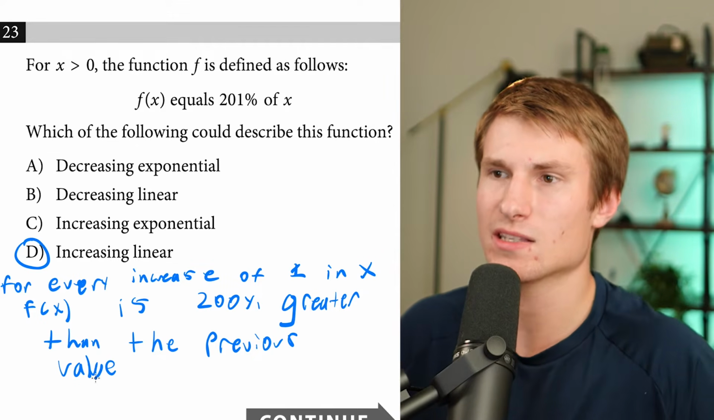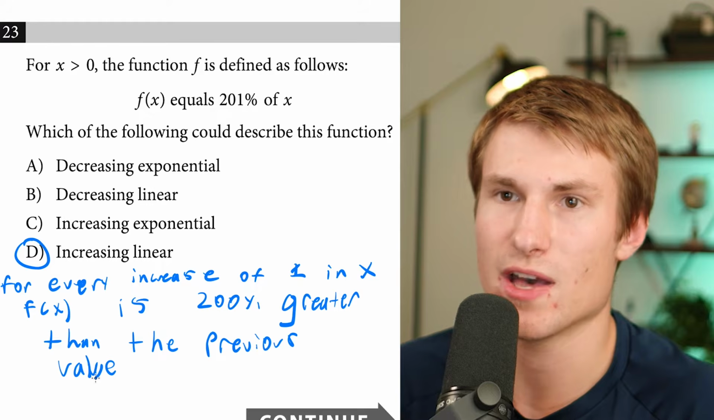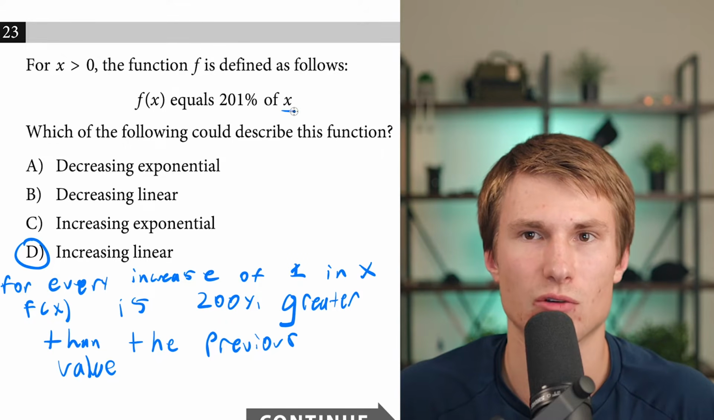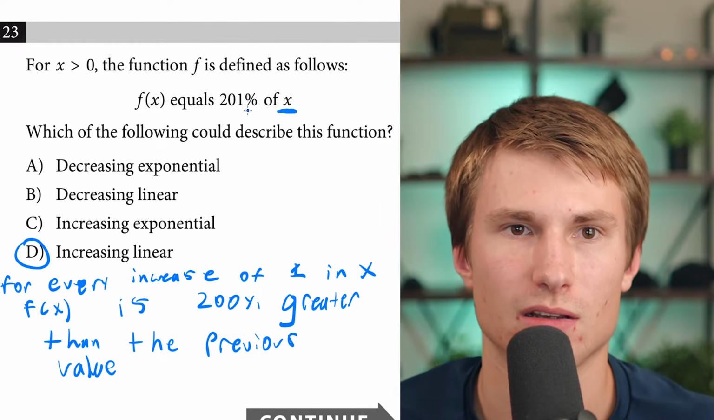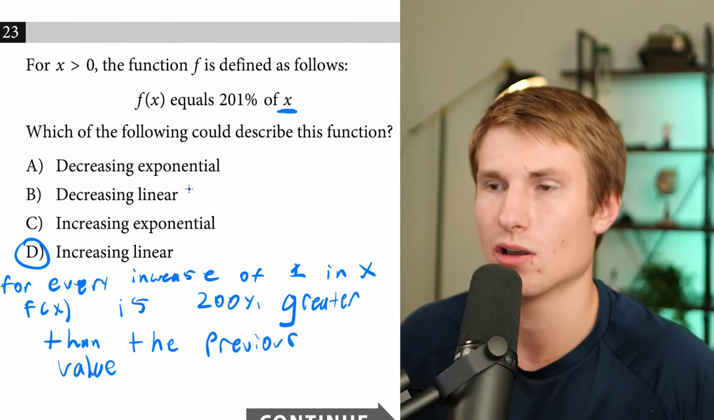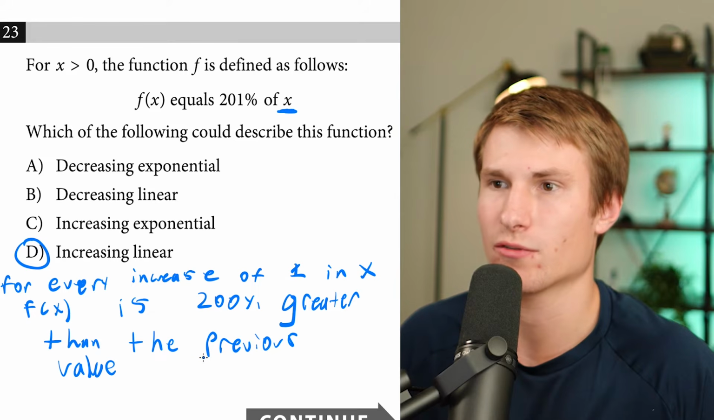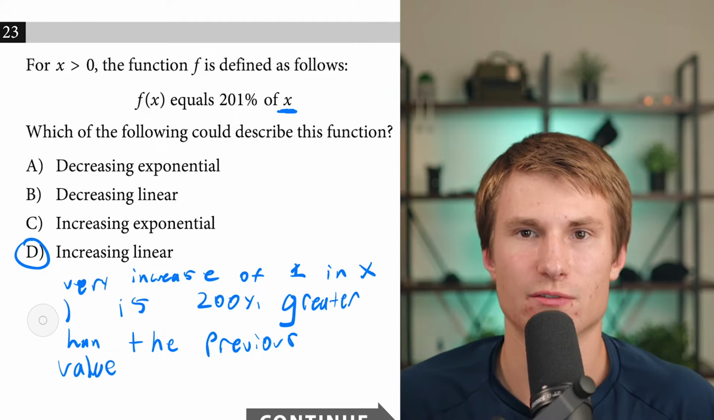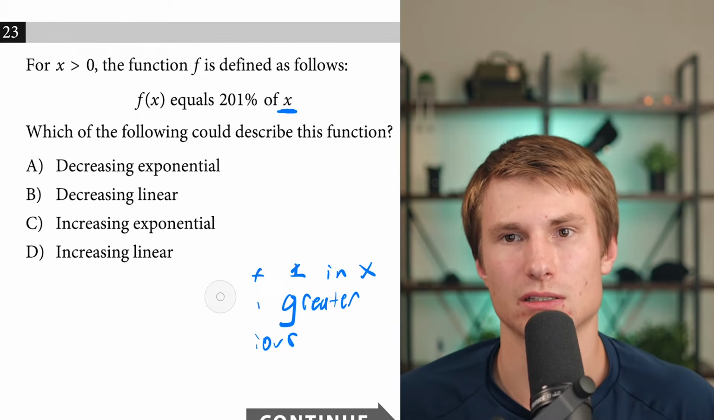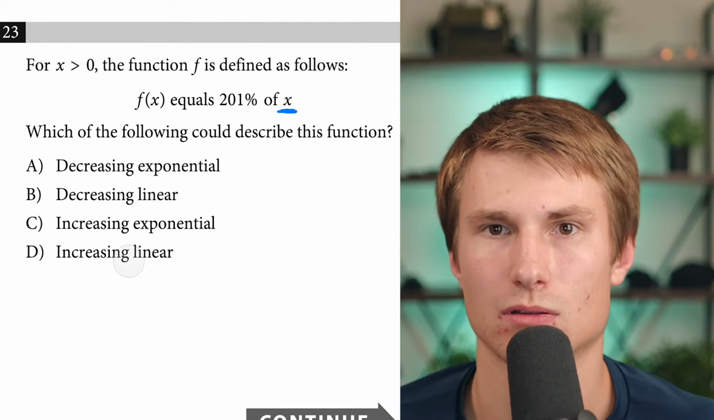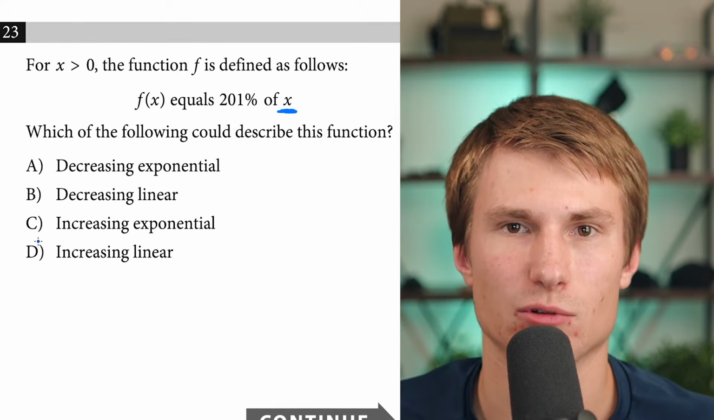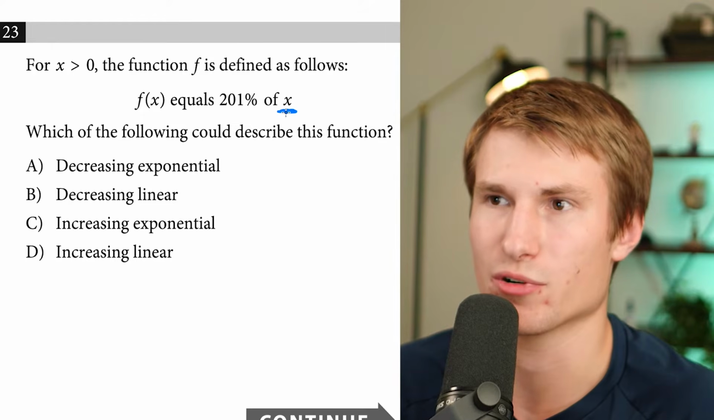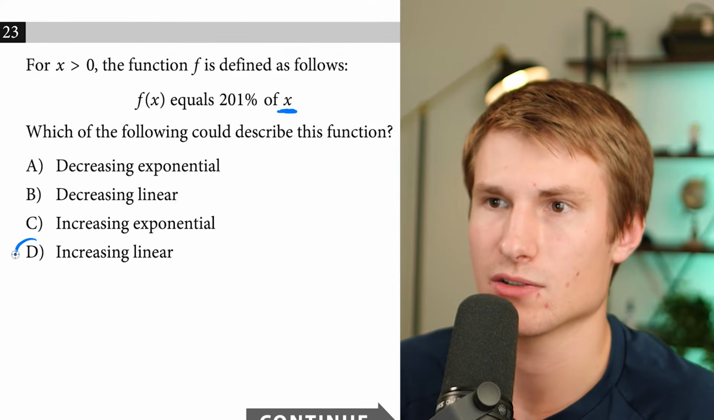Because if f of x is 200% greater than the previous value, then it is exponential because it's dependent on whatever the previous value is. As you can see here, it's only dependent on x, but it's not actually dependent on the previous value. If we're 200% greater than whatever we were before, then that's a growth factor, right? So that's the difference between increasing exponential and increasing linear. It has to do with being 200% greater than whatever we were before versus being just 201% of x. So that's increasing linear.